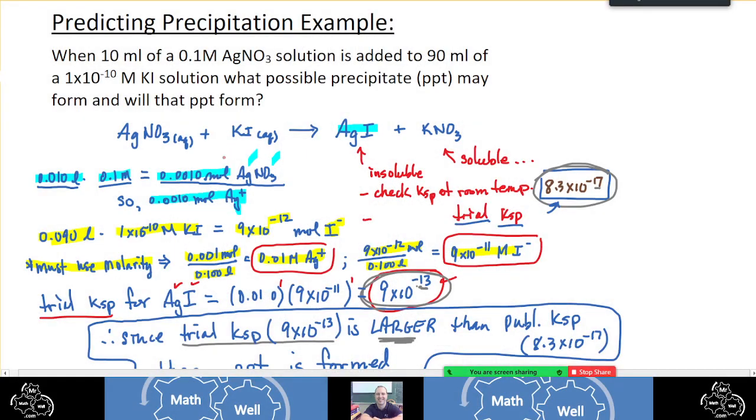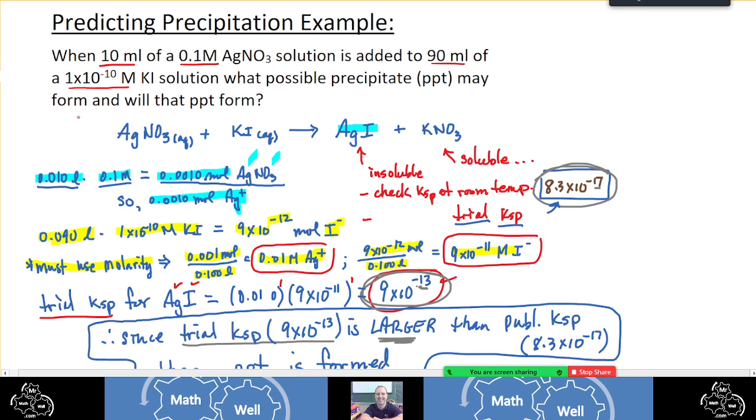Okay, so this example, let me read it one more time here before I talk about the solution. So we have a certain volume of a certain concentration of silver nitrate added to another volume of another concentration of potassium iodide. So what is the possible precipitate, and will that precipitate form?